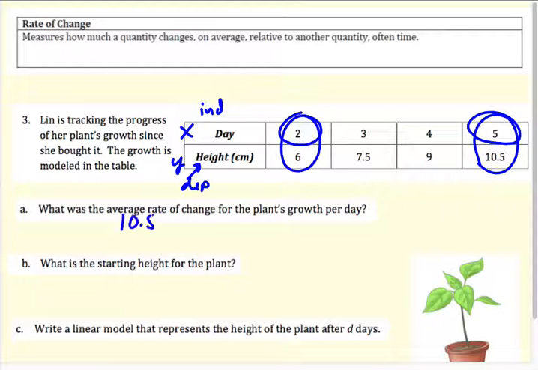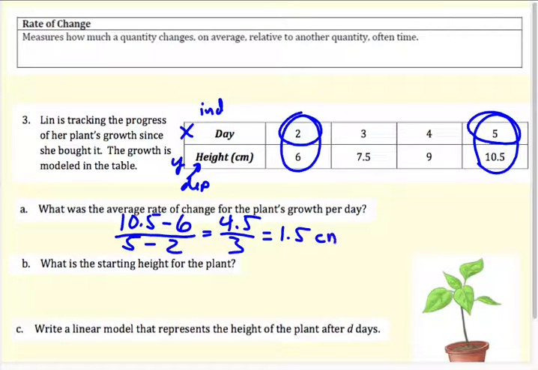So 10.5 minus 6 all over 5 minus 2. And I'm going to get 4.5 divided by 3. If you plug this into your calculator, you should get 1.5. And that's centimeters per day.